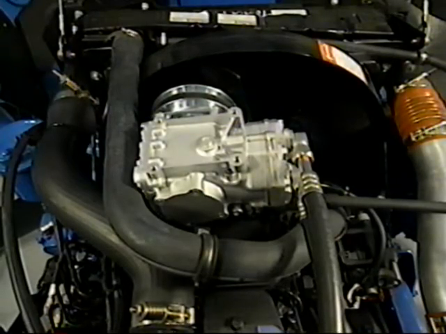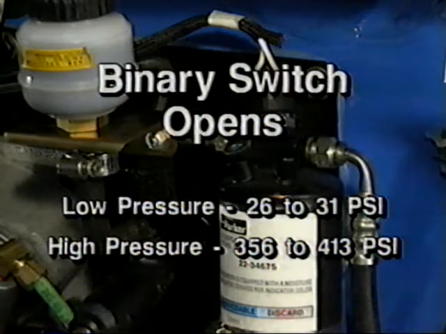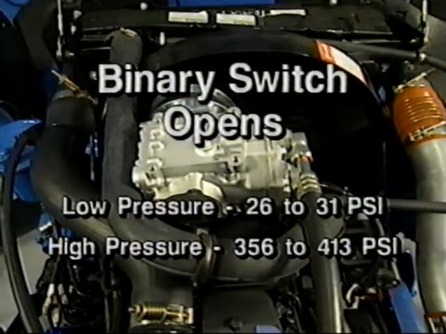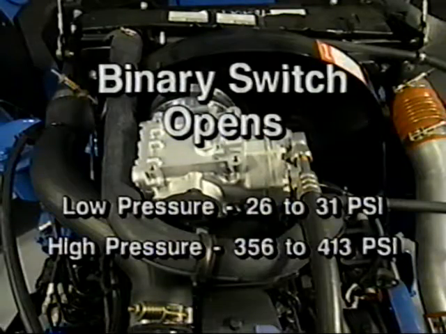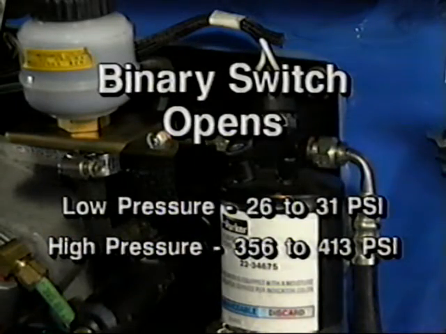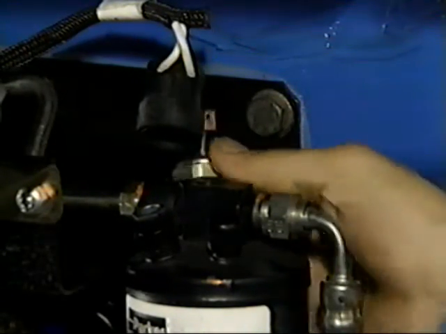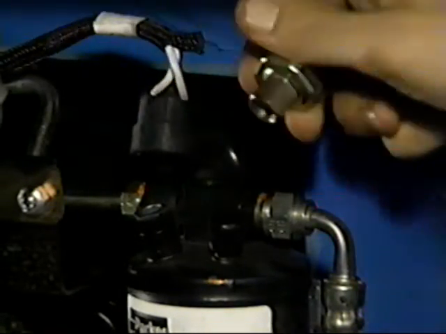If system pressure is too low, 26 to 31 psi, the binary switch opens to disengage the compressor. If pressure in the system builds too high, 356 to 413 psi, the switch again opens, disengaging the compressor. The binary switch is installed on a Schrader valve. This permits easy replacement of the switch without having to discharge the refrigerant from the system.